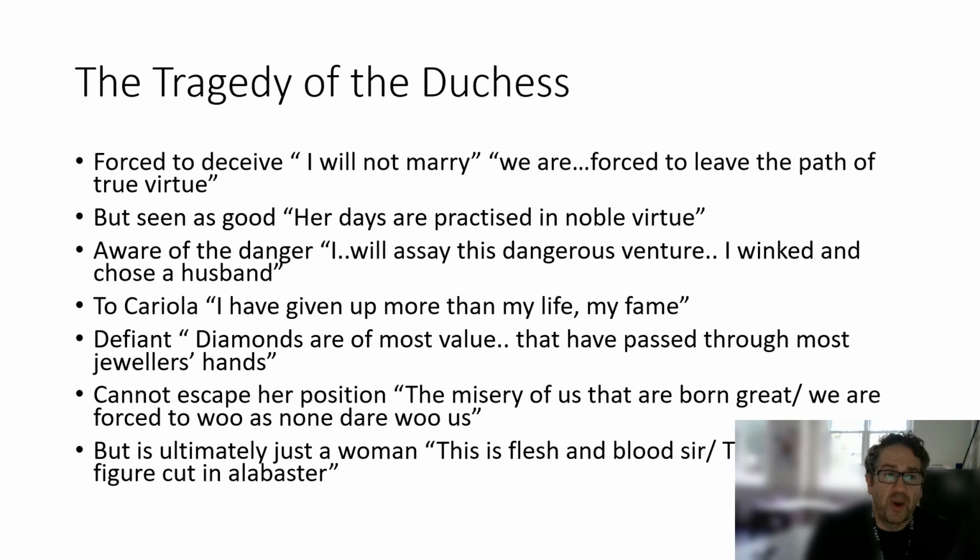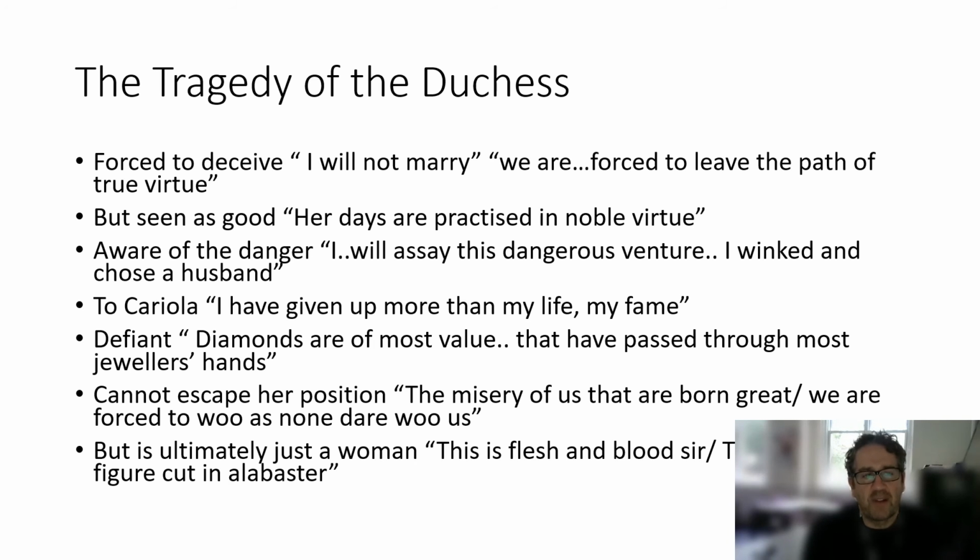She's of noble birth. "I am the Duchess of Malfi." She is not entirely to blame for what happens to her. She's forced to deceive. "I will not marry." "We are forced to leave the path of true virtue." Women are forced to hide their passions, she says, because it's not acceptable in a society. So in a way, she's a victim of the society in which she's born.